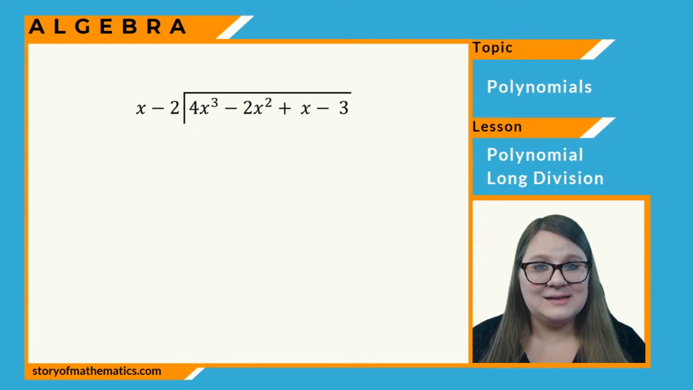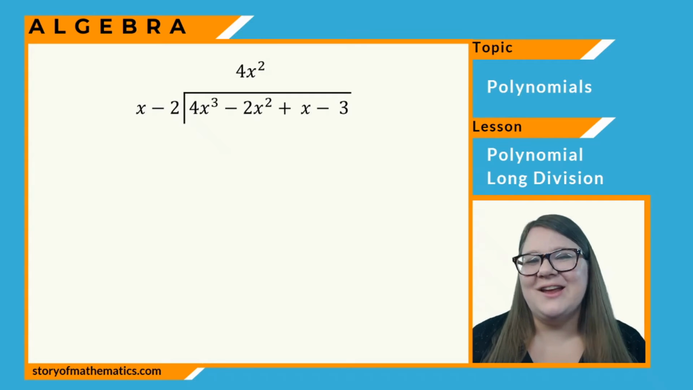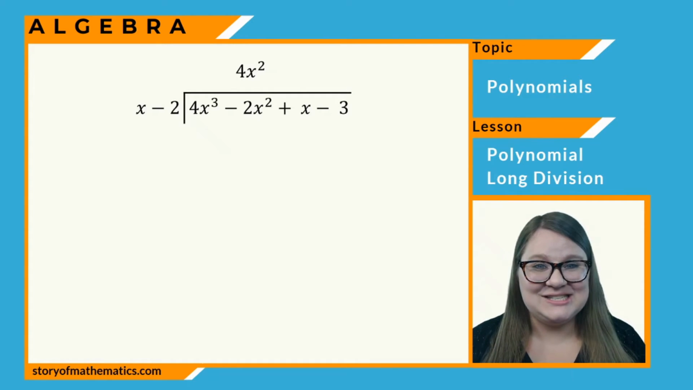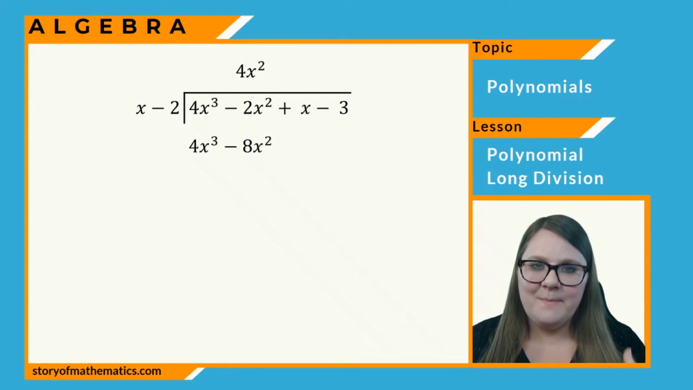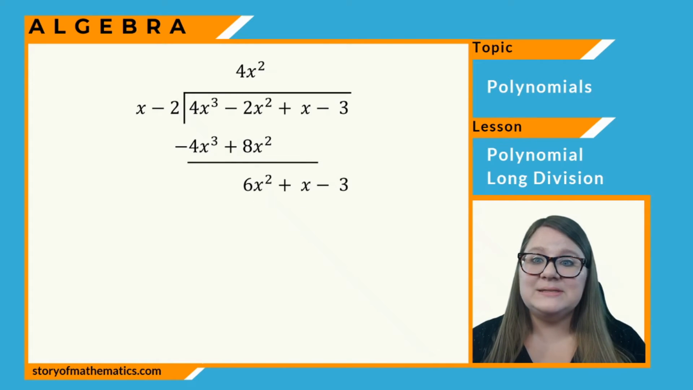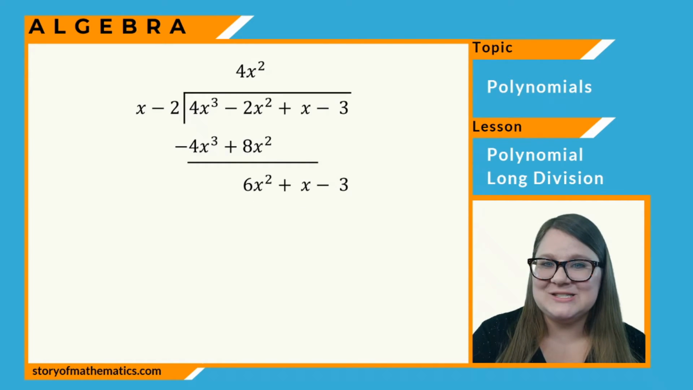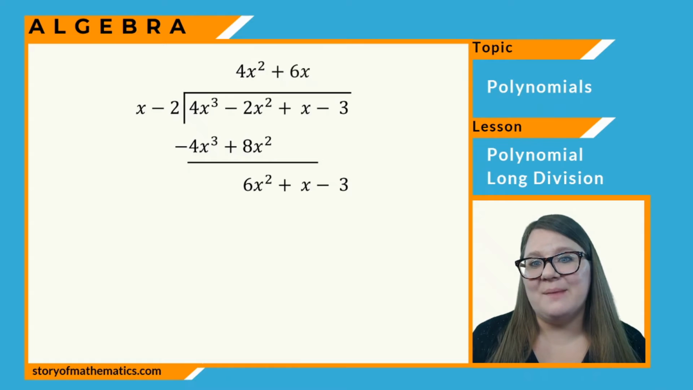4x cubed divided by x is 4x squared, so that's what I put on the top. Now 4x squared times x minus 2 is 4x cubed minus 8x squared, so I write that beneath, and then I swap my signs and I add down. That's going to give me a new setup of 6x squared plus x minus 3. So now look at that: 6x squared divided by x. What do I get? I get 6x on the top of my house. So I write plus 6x.